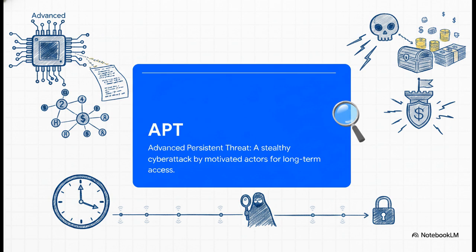Persistent means they're definitely not looking for a quick payout. They are entirely mission-focused, often taking direct orders, and they have the extreme patience required to sit silently in your network for months, or literally years, just collecting intelligence. And finally, threat reminds us that these are highly motivated, incredibly well-funded actors. We're talking state-sponsored groups or massive criminal syndicates. They target high-value entities, and they are after your intellectual property, financial records, or strategic communications.